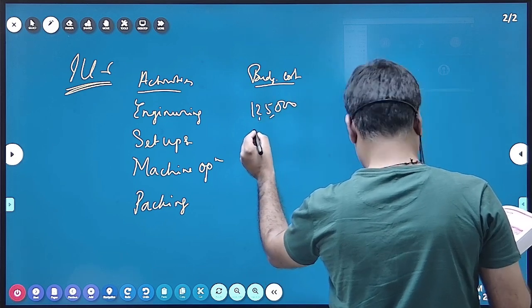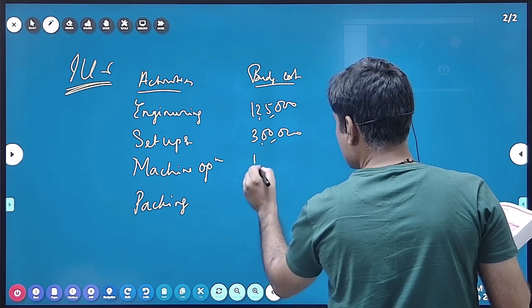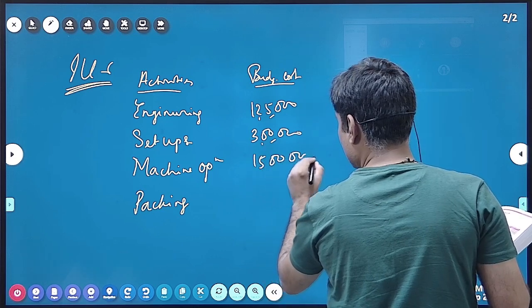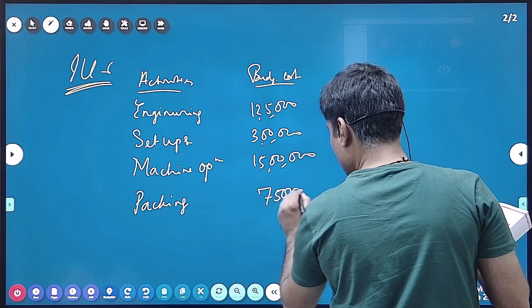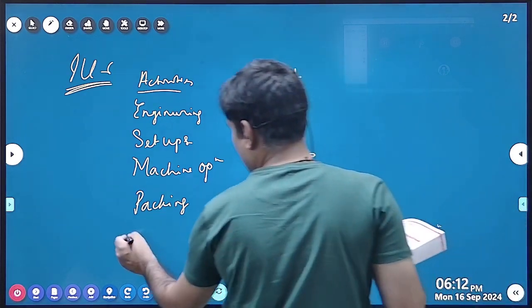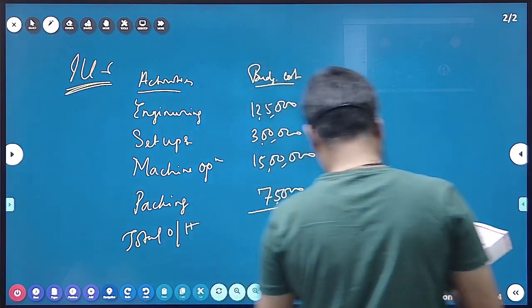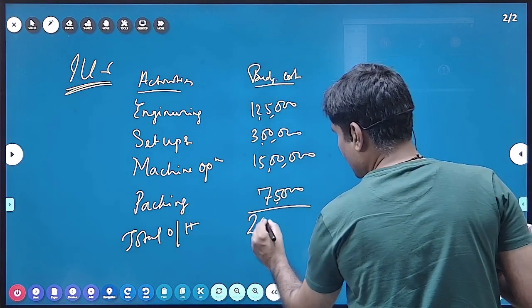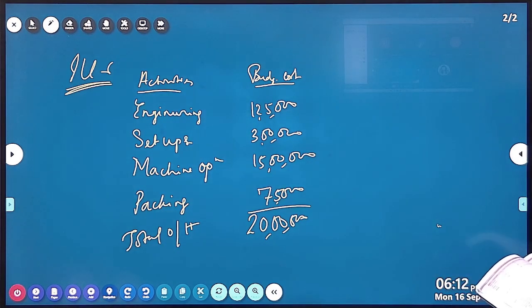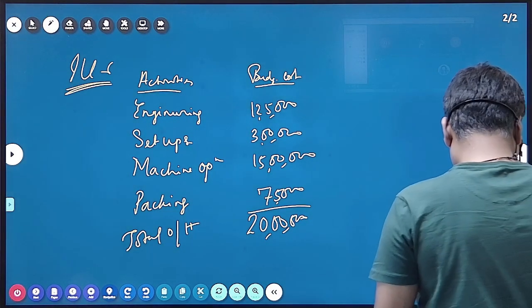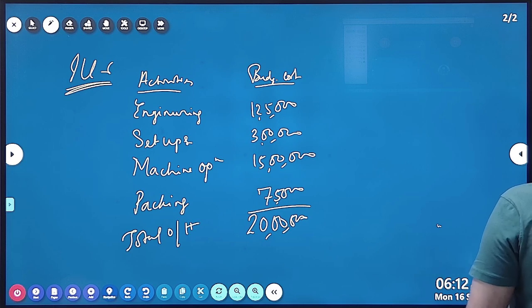1,25,000, 3 lakhs, 15 lakhs, 75,000. So total overhead cost is 20 lakhs. We have put this from the question, right? No doubt. Then consumption of activities. So total activities.